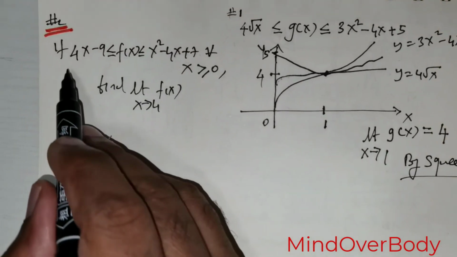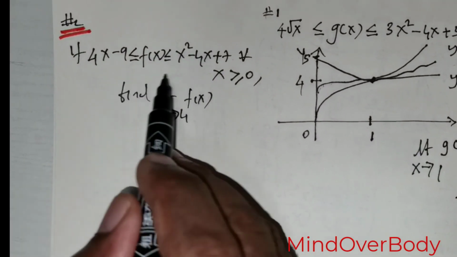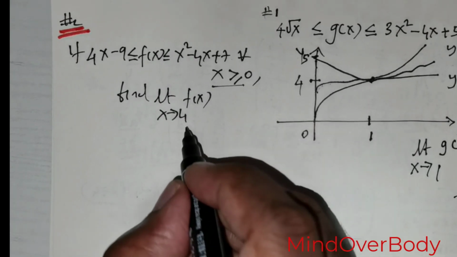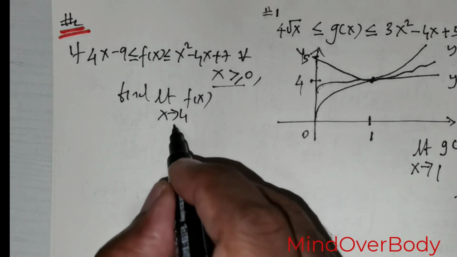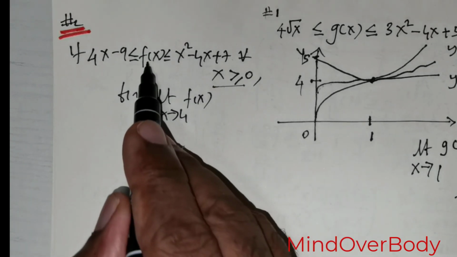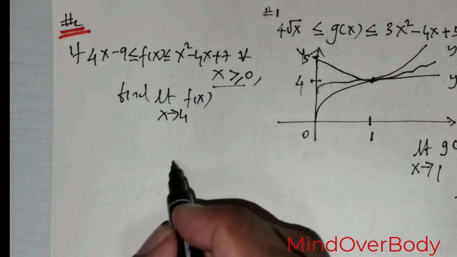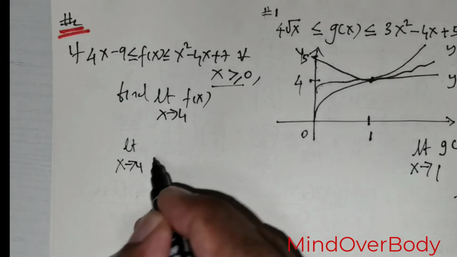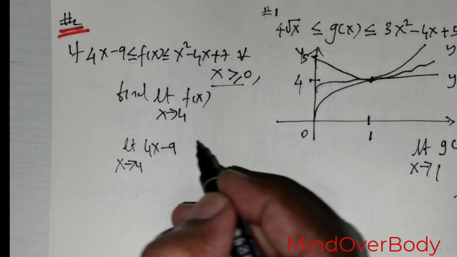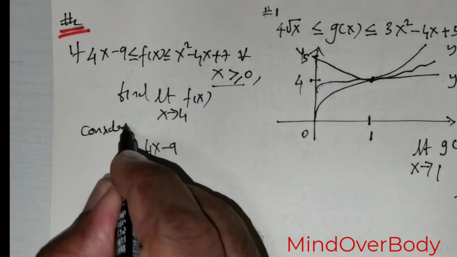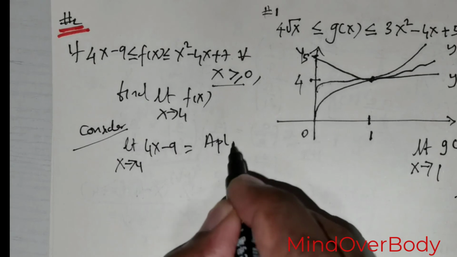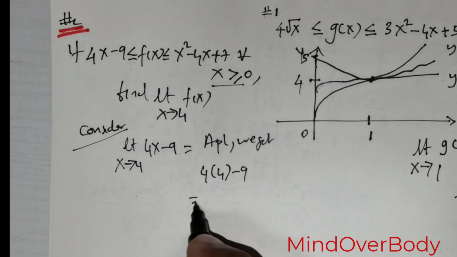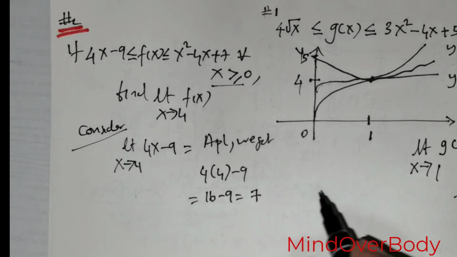Now we got a question here. Given that f of x lies between 4x minus 9 and x squared minus 4x plus 7 for every x greater than or equal to 0, we are expected to find the limit of f of x as x tends to 4. Clearly the function given lies between two other functions. So first I will find the limit as x tends to 4 of 4x minus 9. Now applying limits, we get 4 times 4 minus 9, 16 minus 9, which is equal to 7.